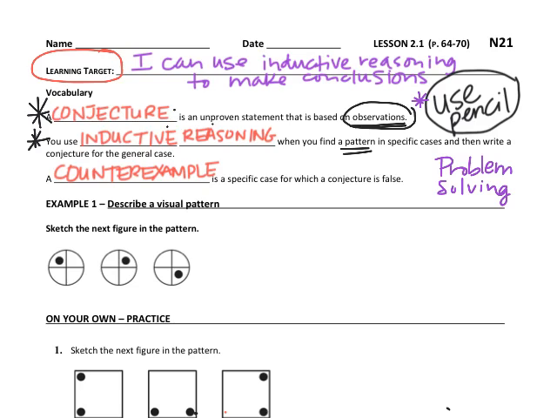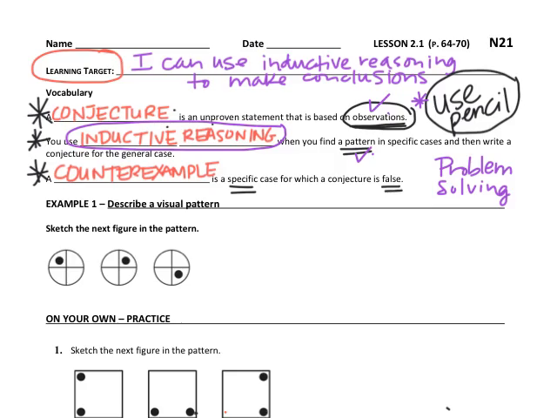So the words observations and patterns are things that you want to remember for inductive reasoning. We're going to learn about a different type of reasoning in a couple lessons, so think about observing things and noticing patterns. That's the kind of thing you're doing when you're doing inductive reasoning. The third vocabulary term is going to be counterexample. A counterexample is a specific case for which a conjecture is false. So it's kind of an example that proves that your thinking is incorrect or a statement is incorrect, because there's an example that can prove that it's incorrect.